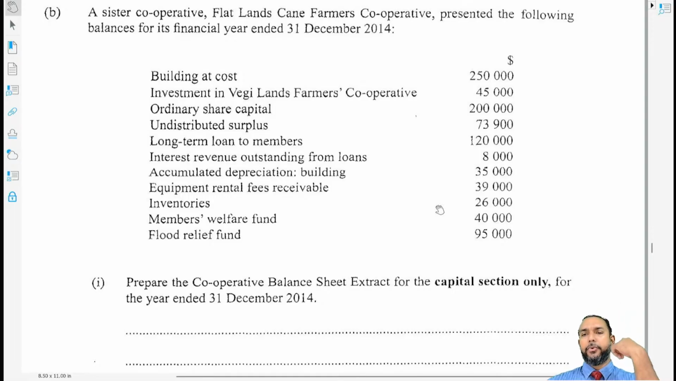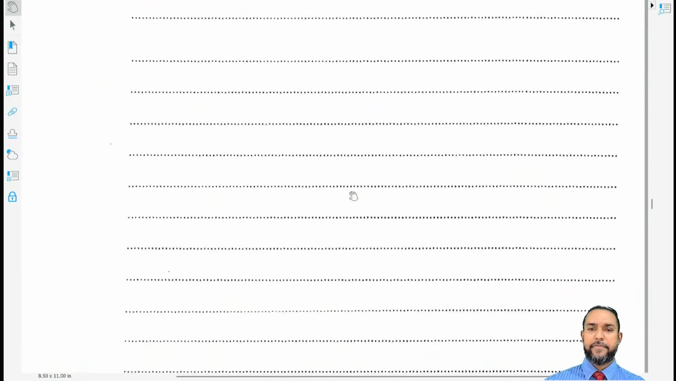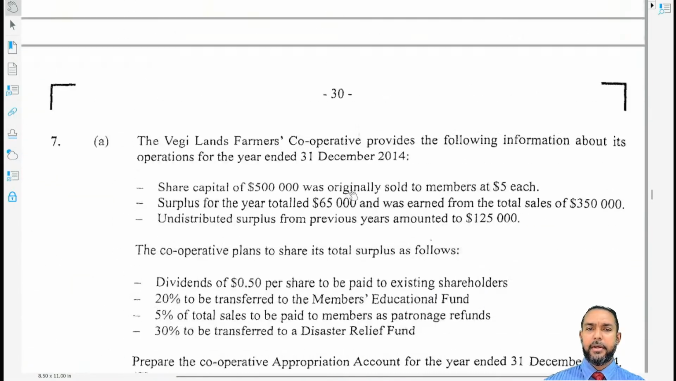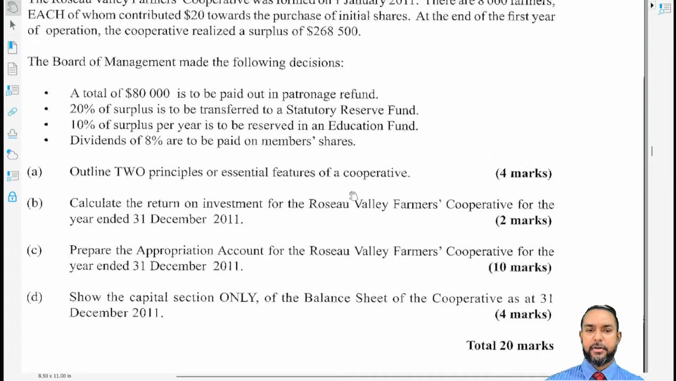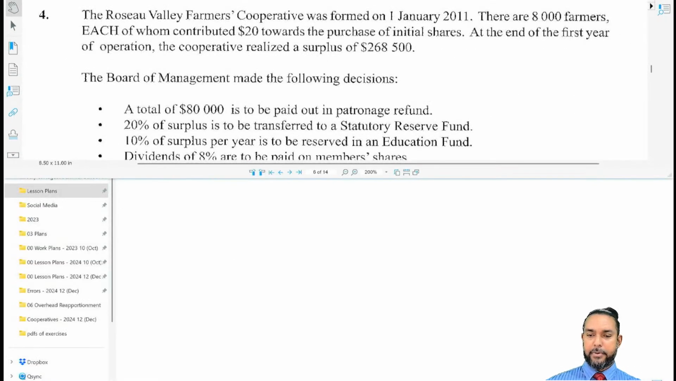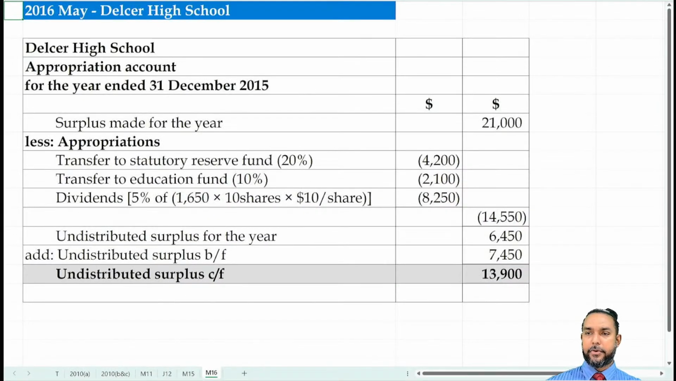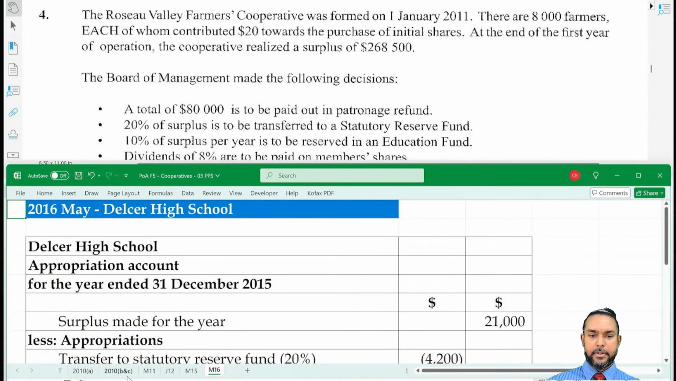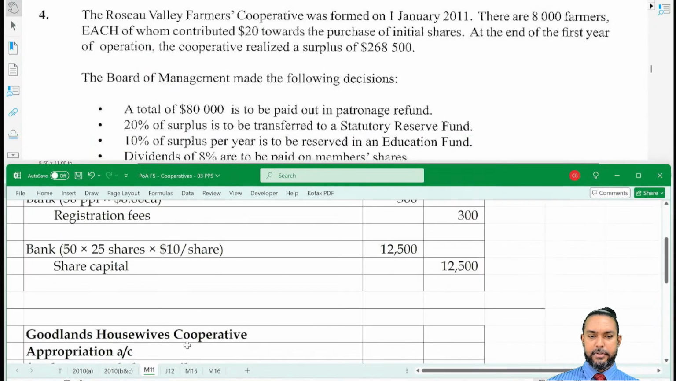All right, so what we're going to do is take a review of something we did on Monday, which was the capital section of this balance sheet here. The capital section of a cooperative's balance sheet shows share capital and reserves, right? Now, in this question here, let me pull up the solution so we can talk through it at the same speed. This was 2012.